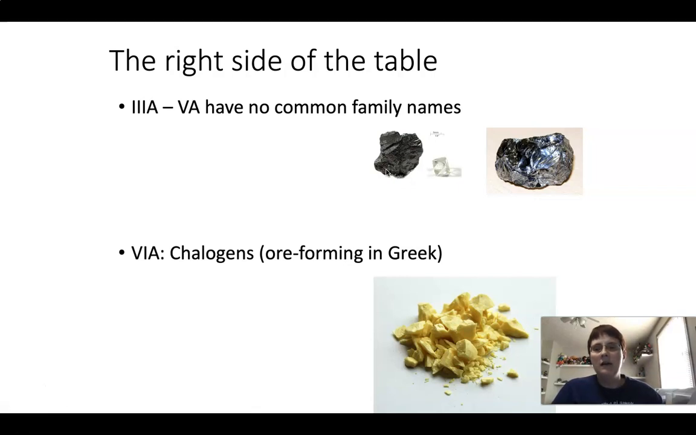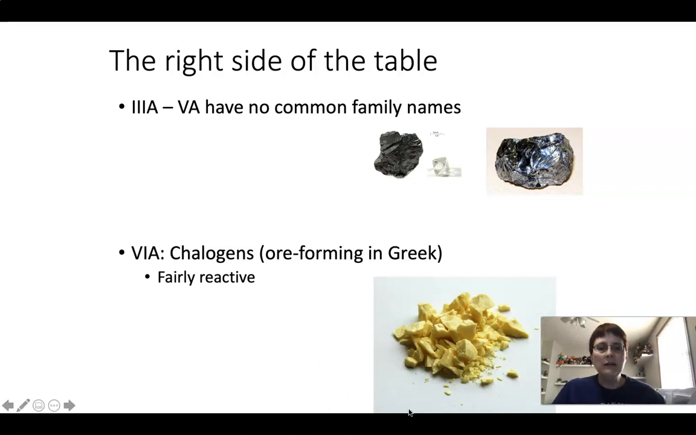So then we've got 6A. So this is the chalcogens, the ore forming elements. These are fairly reactive. So they are commonly bound to other materials, hence ore forming. So this includes sulfur. Hence why we've got the picture of sulfur right here. This also includes oxygen. And I couldn't put in a picture of oxygen since it is a clear gas, but oxygen belongs to this family as well.